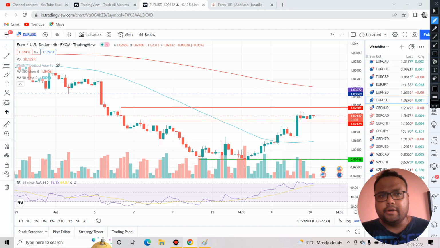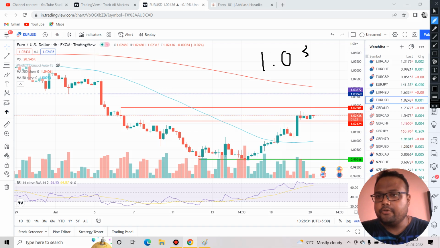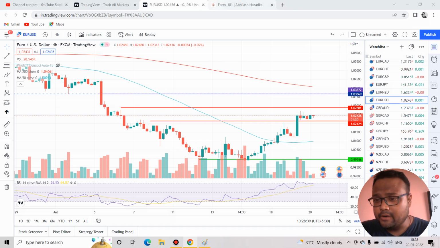Personally, I will avoid Euro USD today, because right now, as you can see, I have drawn two lines here. The market is standing here. This is the current market price, and we have a resistance here from the Fibonacci 50%, and the blue line here, 1.0360 to 1.0370. This is an important level.